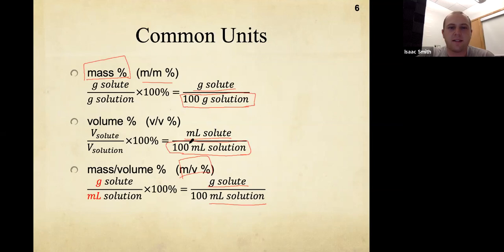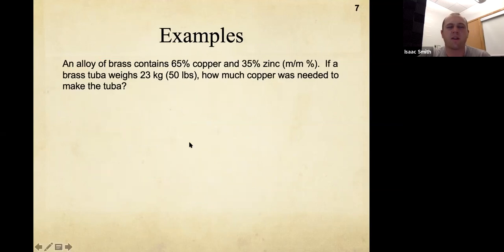All right, let's move on. Go ahead and pause it and try to work this one out. The question says an alloy of brass contains 65% copper and 35% zinc. The problem is going to tell you what kind of concentration that is. This is telling us that it is a mass percent, mass divided by mass.